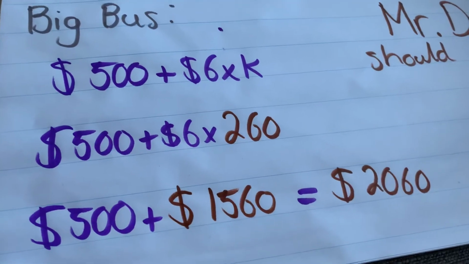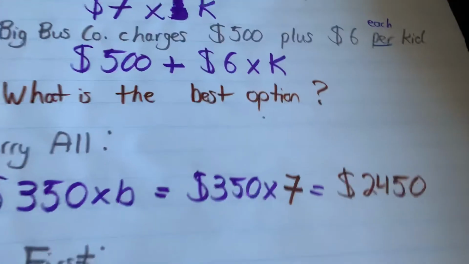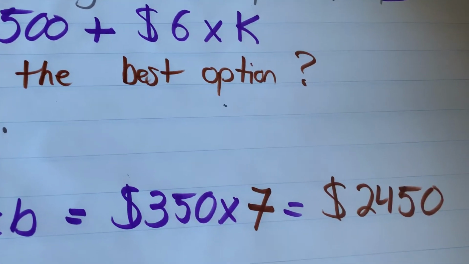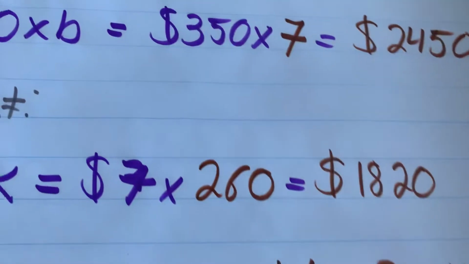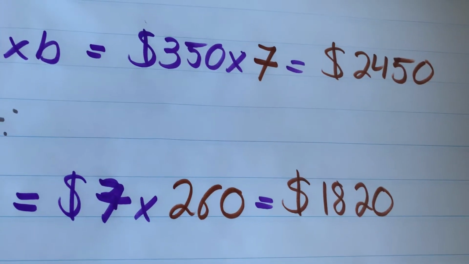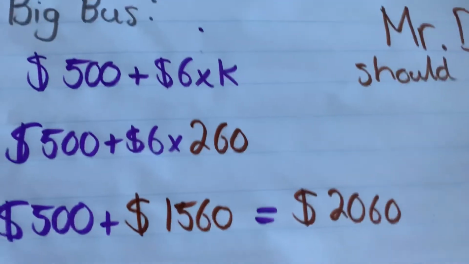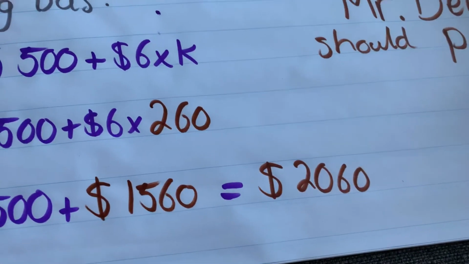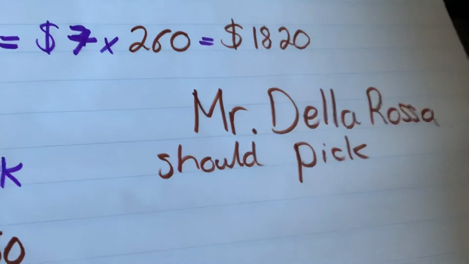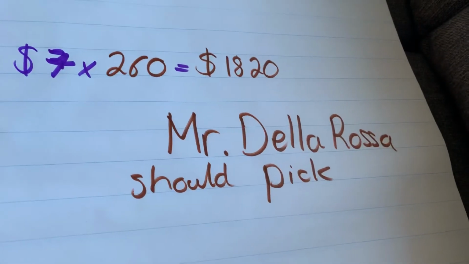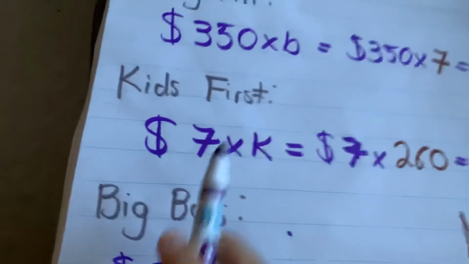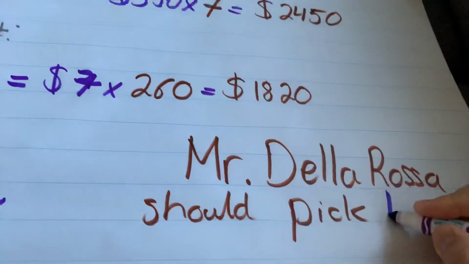So the 3 totals that Mr. De La Rosa has to work with: $2,450, $1,820, and finally $2,060. So because it's a word problem, we need a sentence. Mr. De La Rosa should pick Kids First.